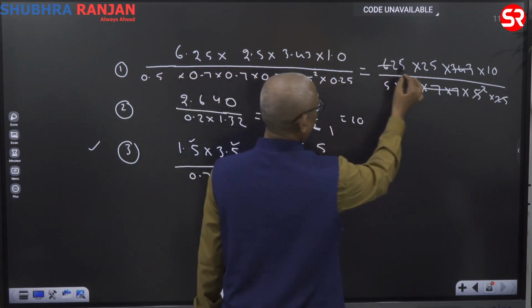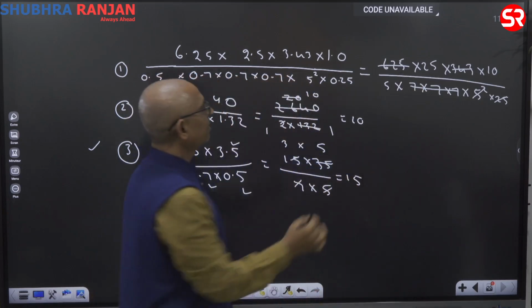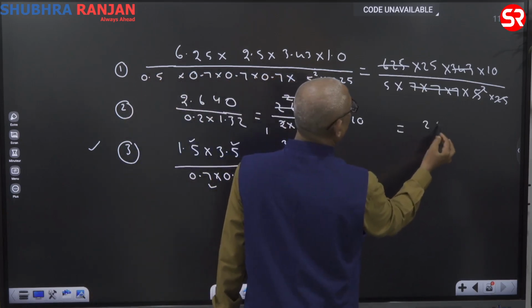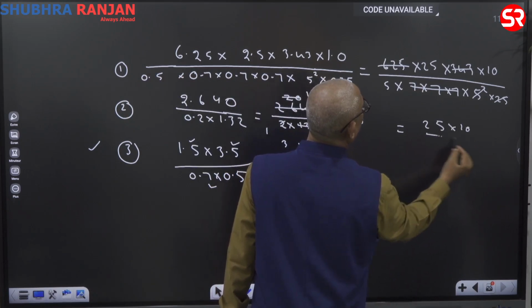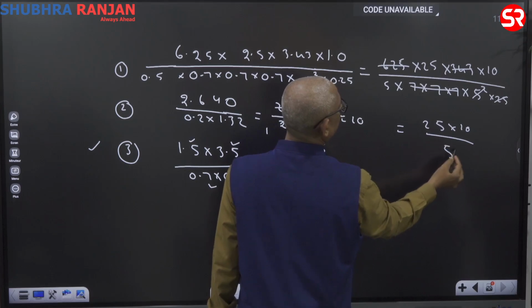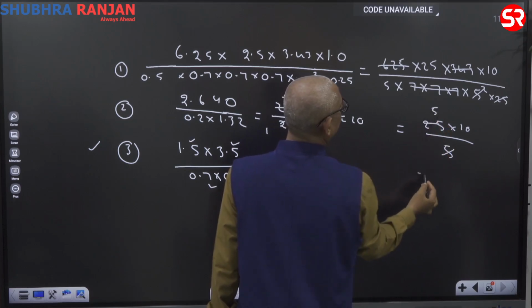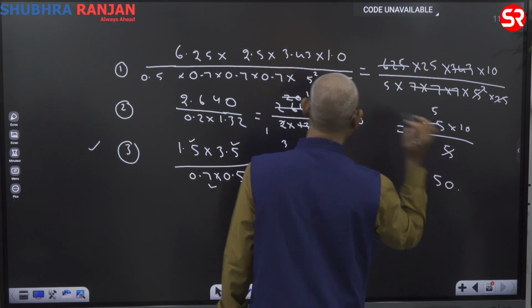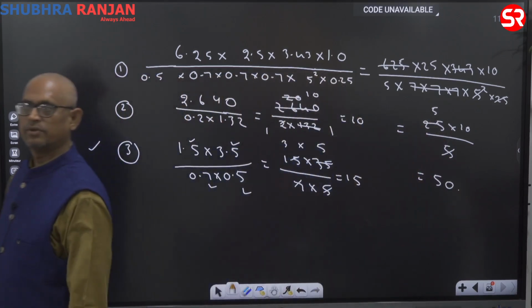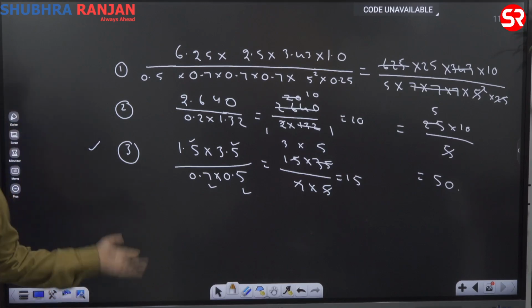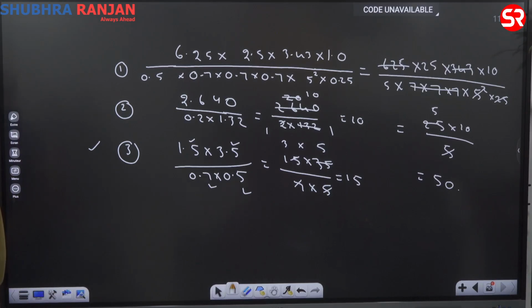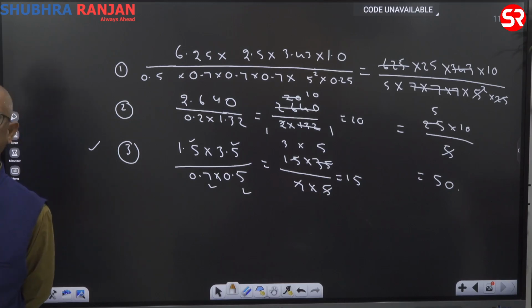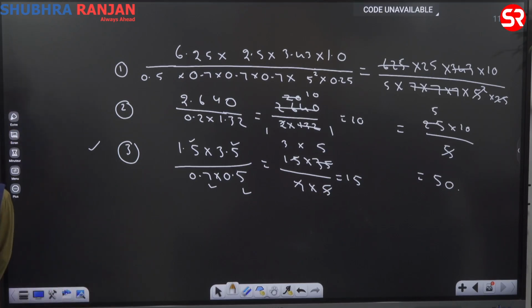So 25 into 25 and 625 gets cancelled. So what is remaining over here? 25 into 10 divided by 5. So 5 5 is 25. So answer is 50. Got it? Now you got it now. Okay, just remember the concept, that's all. What you have to do is just make digits after decimal same both in numerator and as well as in denominator. That's all. Okay? Comfortable, everyone?